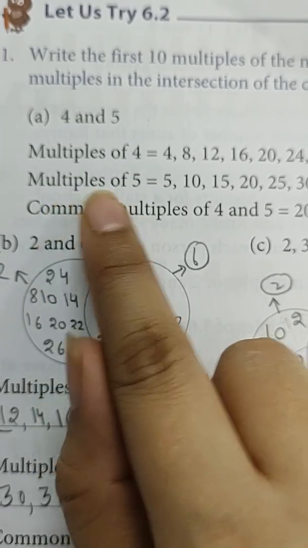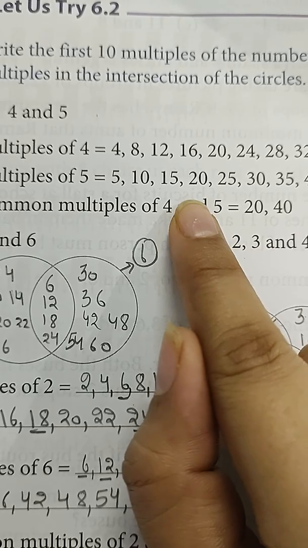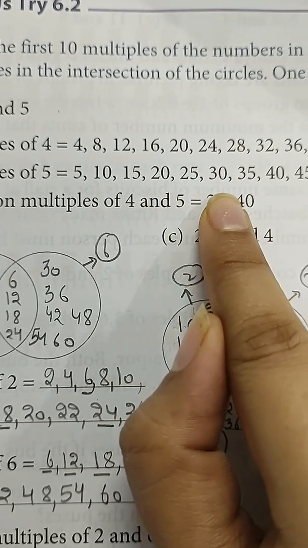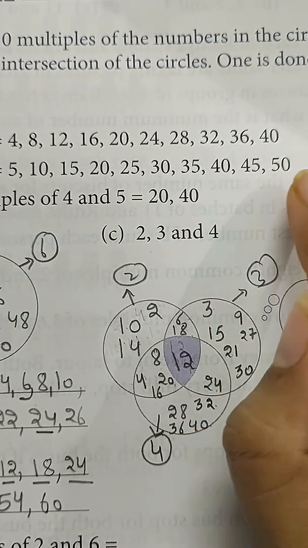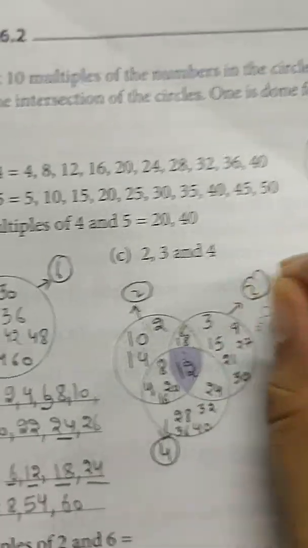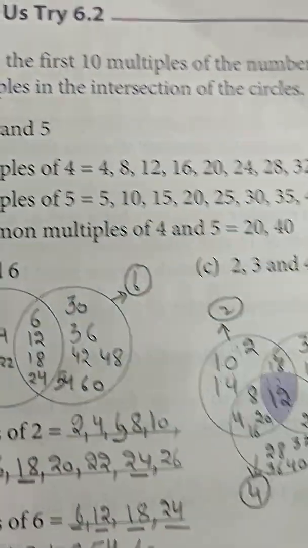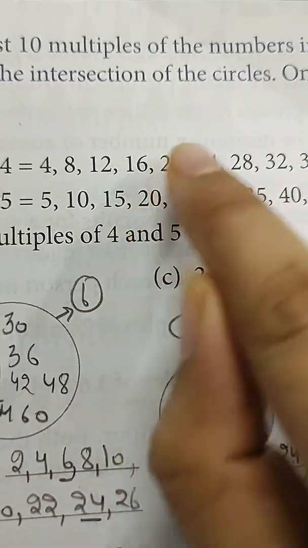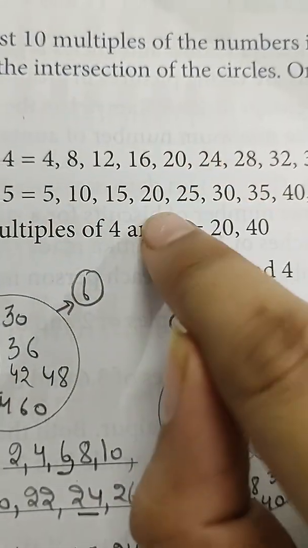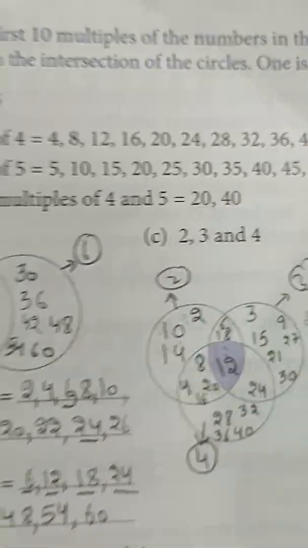Then you have multiples of 5, that is 5 ones are 5, 5 twos are 10, 5 threes are 15, 5 fours are 20, 5 fives are 25, 5 sixes are 30, 5 sevens are 35, 5 eights are 40, 5 nines are 45, 5 tens are 50. Okay, so now you have to find the common numbers here. Whatever common multiples are given, you have to circle that. As you can see, we have 20 as common. 4 and 5 have 20 in common, and if we have any other number common, yes, 40 is also common.